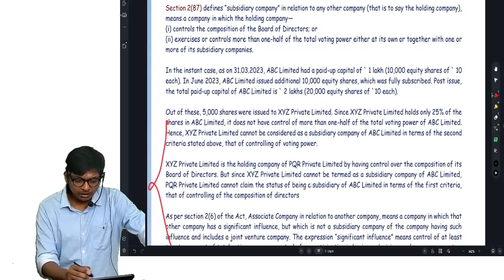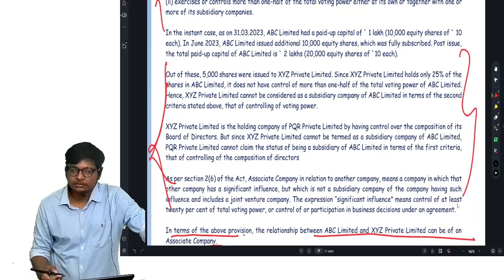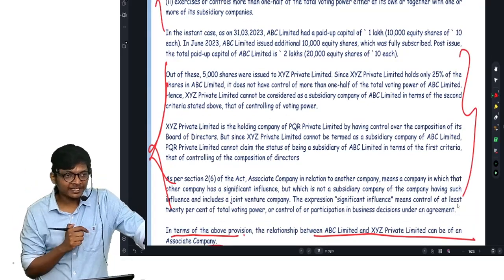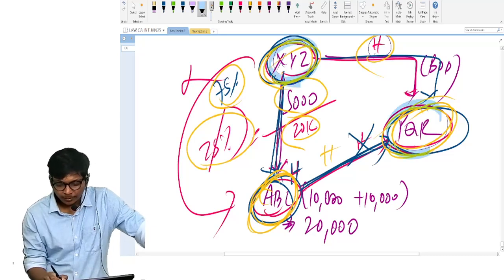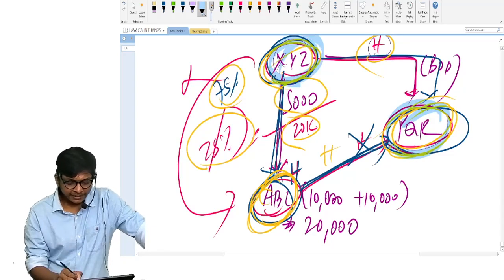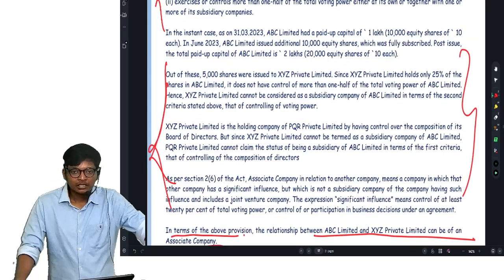That's what they are saying. They have explained the provision. Then a little lengthy analysis because it has quite a bit of diagram. Every point I have to explain. I have to explain XYZ to PQR, holding subsidiary, XYZ to ABC, what is it? All of that. Are you following, guys? Clear?